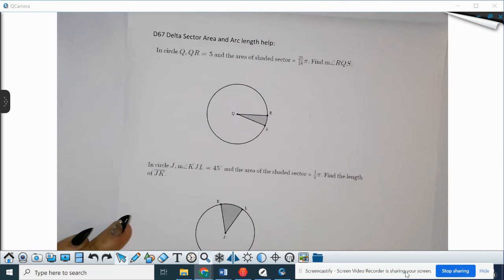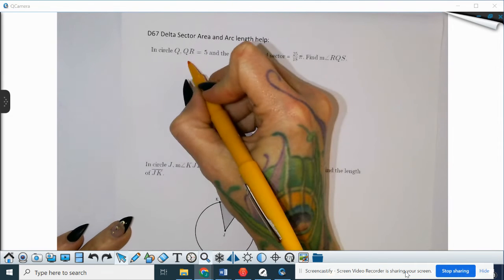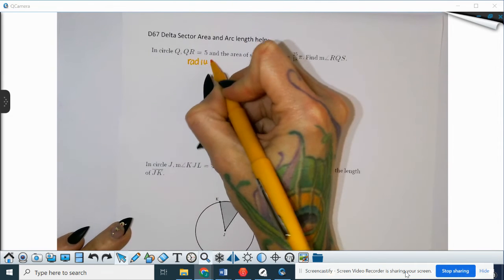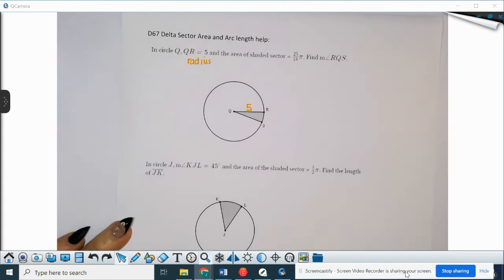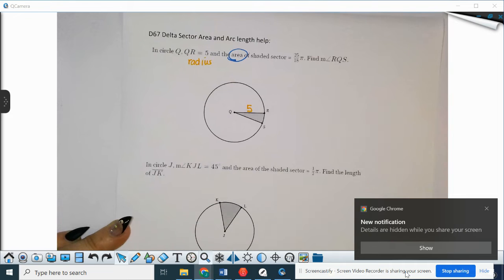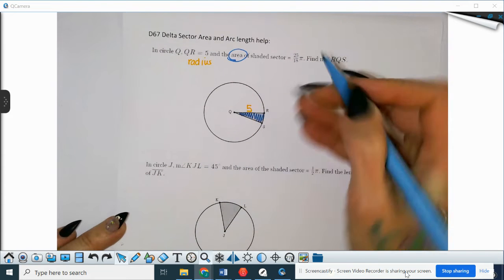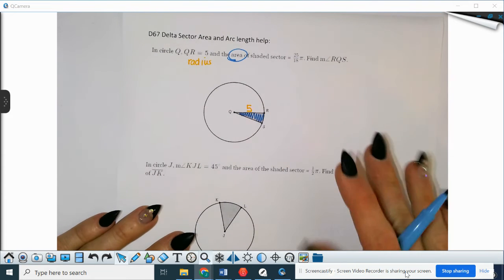So QR equals 5. So we're going to go to QR and you're going to label it 5. So we know that that is the radius because that is from center to outside of the circle. And then it says the area of the shaded sector. So the area of the shaded sector means that they've already solved for the sector area here, and they've left the answer in terms of pi.